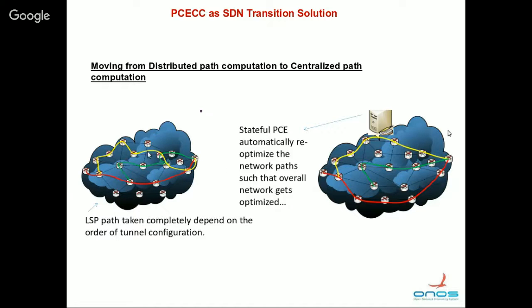Okay, so this is one of the big drawbacks and problems we face in the real network: the LSP path taken completely depends on the order of the tunnel configuration.